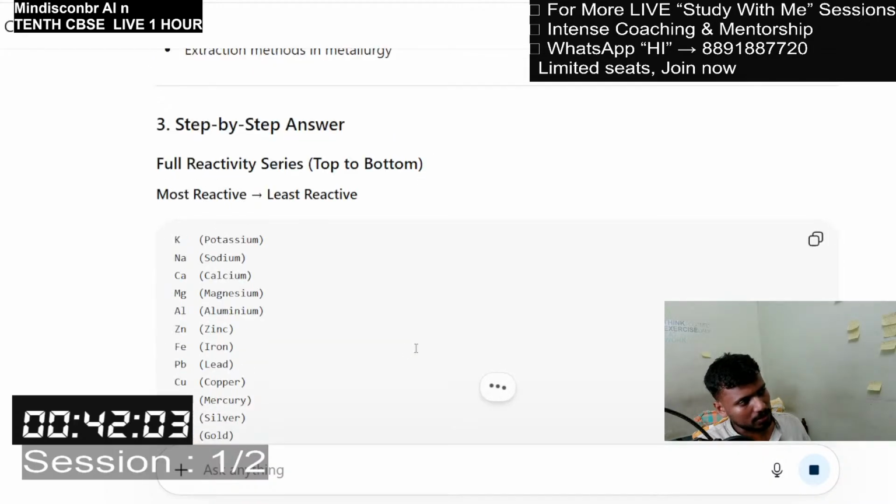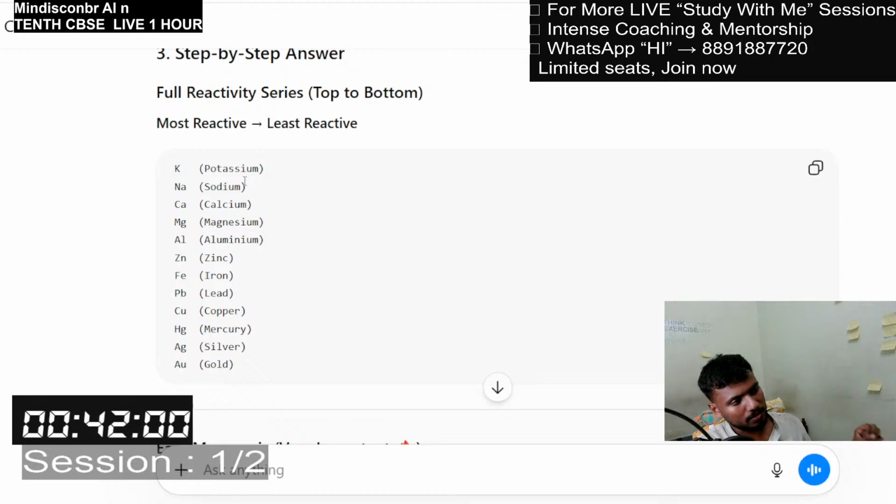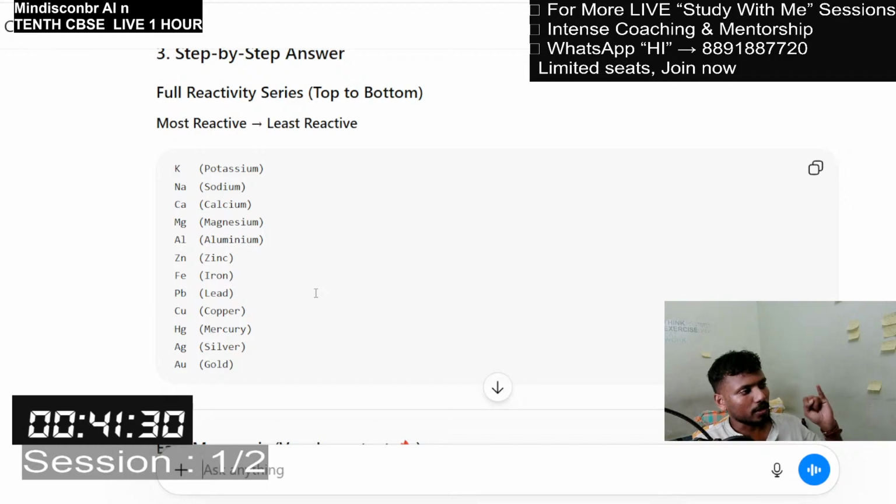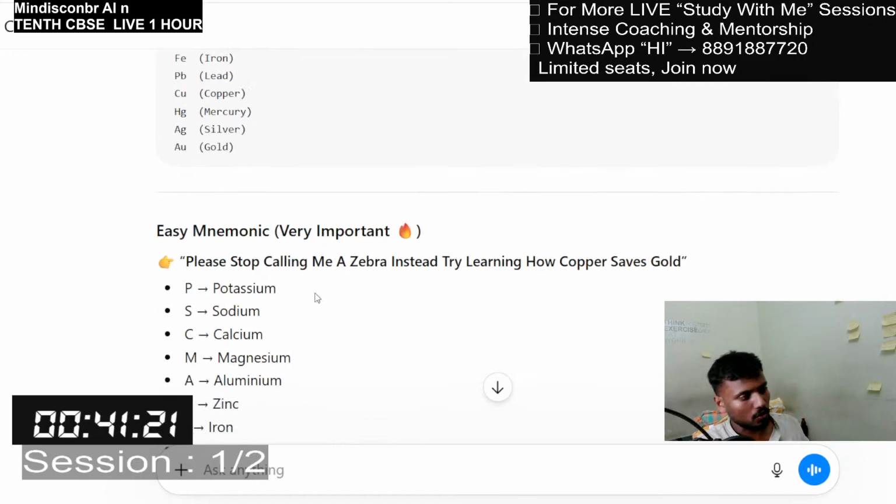This is the reactivity series, and the first one is potassium. What is the order? This is most reactive to least reactive. The elements on the top are most reactive and the elements at the bottom are least reactive. If potassium and sodium are compared, potassium is more reactive, and if sodium and calcium are considered, sodium is more reactive. Going from bottom to top, the reactivity increases. We have to learn this order by heart: potassium, sodium, calcium, magnesium, aluminum, zinc, iron, lead, copper, mercury, silver, gold.